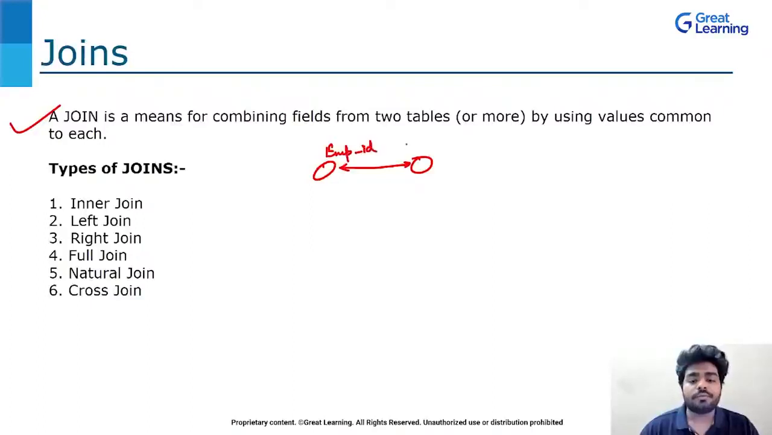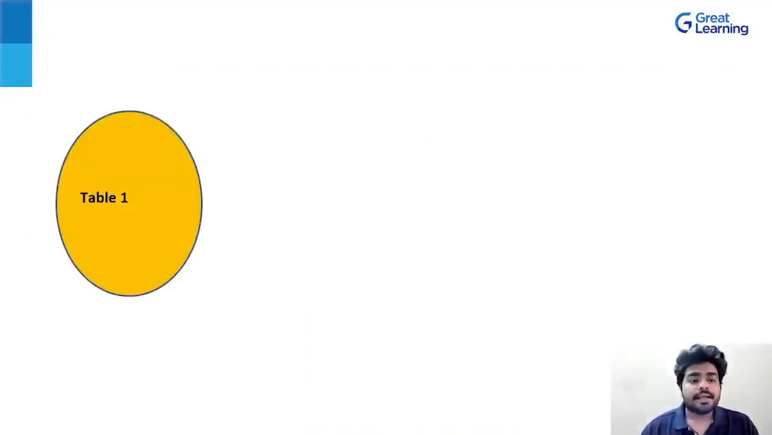So we have one common column, which is employee ID, in both the tables, so we can join it. There are different types of joins: inner, left, right, full, natural, and cross. We are going to discuss these all right away. Have a look here. Let's understand what this is.